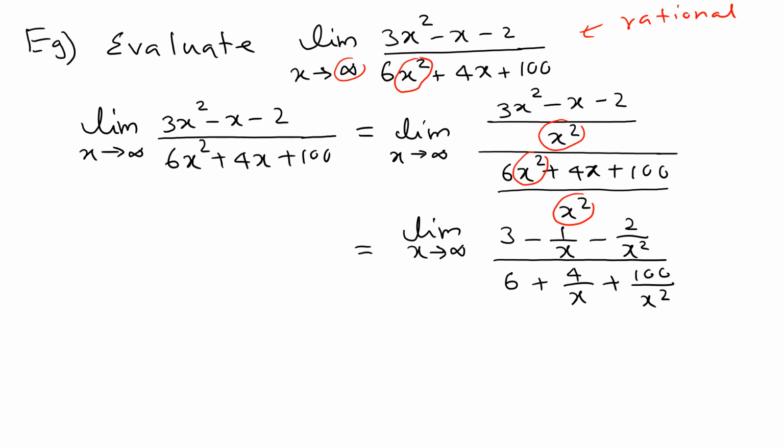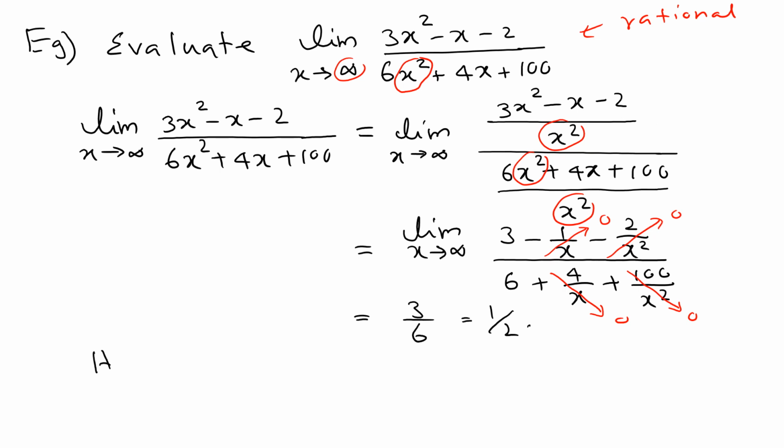Now, using the previous theorem, you can see that when x gets large, all those terms go to 0, because there's an x term in the denominator. Once all of them are 0, those terms go away. So your answer is going to be 3 over 6, in other words 1/2. So the limit is 1/2, and in other words, 1/2 is a horizontal asymptote in this case.